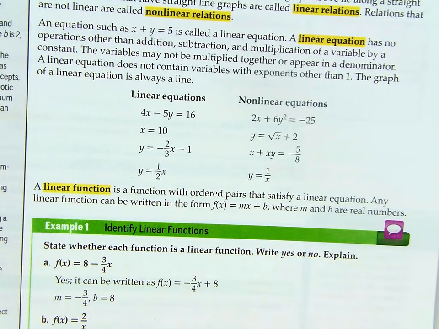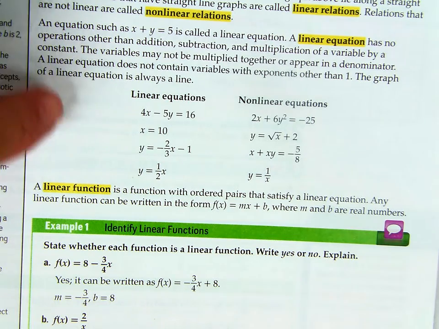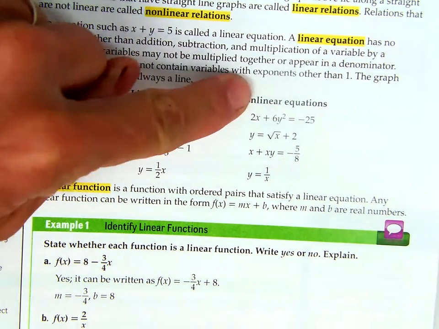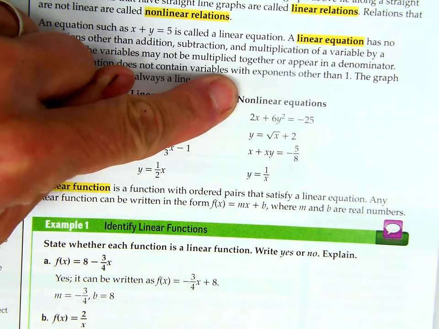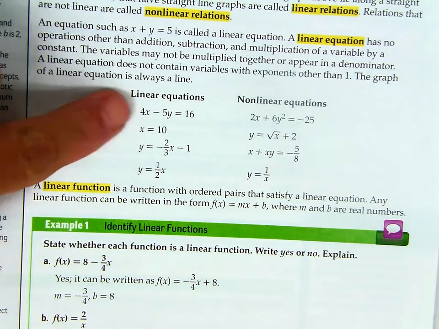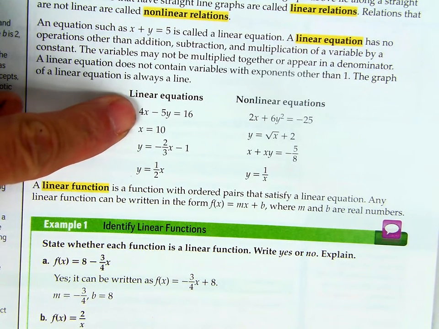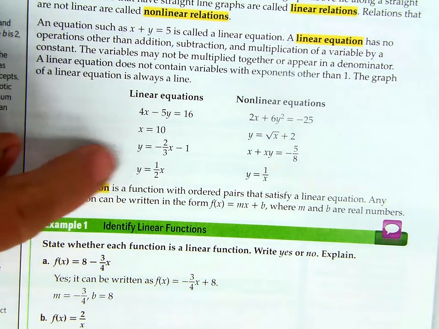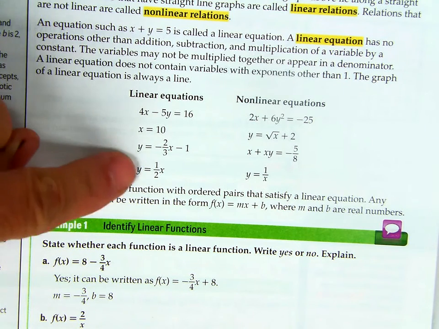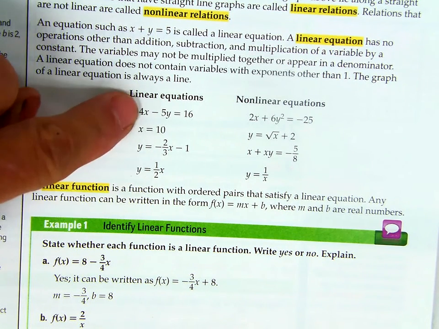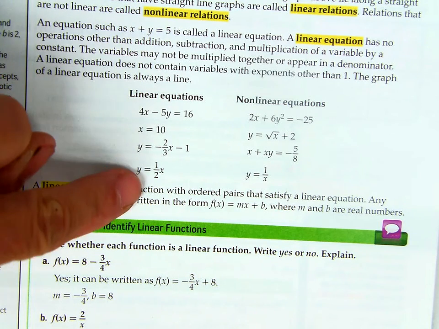In Algebra 1, we typically do 2 types of equations. Linear equations, which make a line, and nonlinear equations. For us, that's going to mean parabolas, U-shapes. In a linear equation, everything is to the first power. There are no exponents written in any of these equations right here. That means that every term is to the first power.